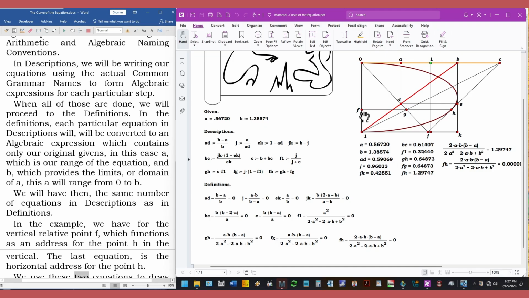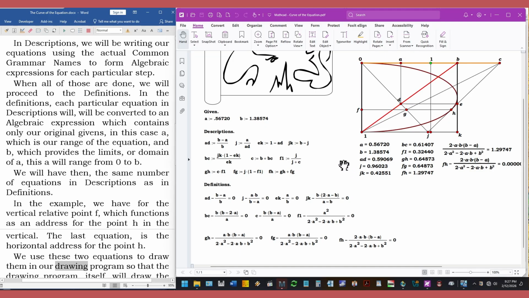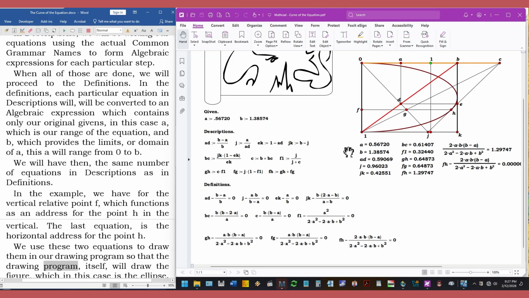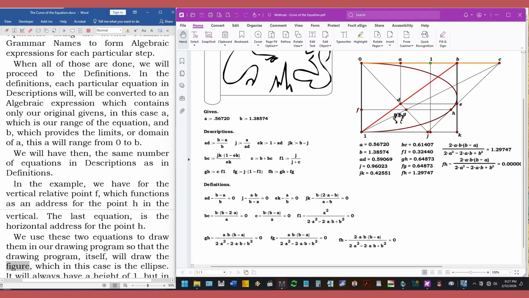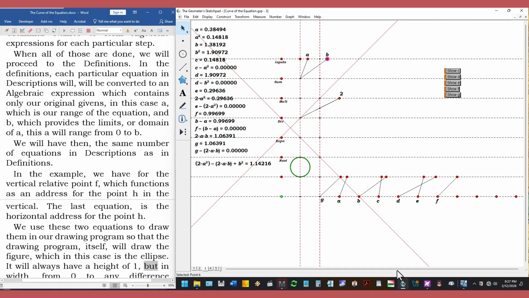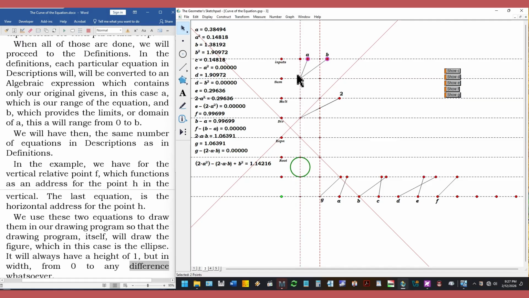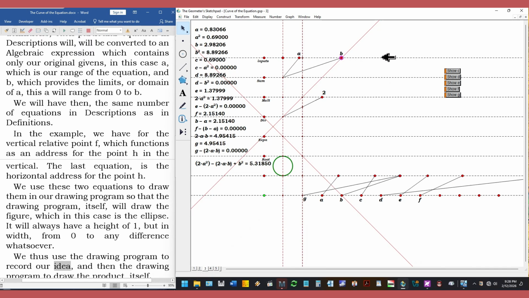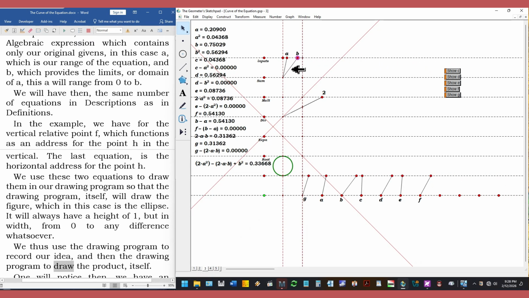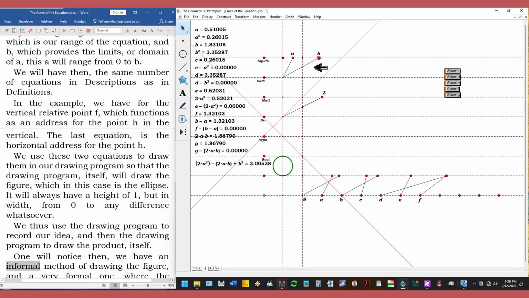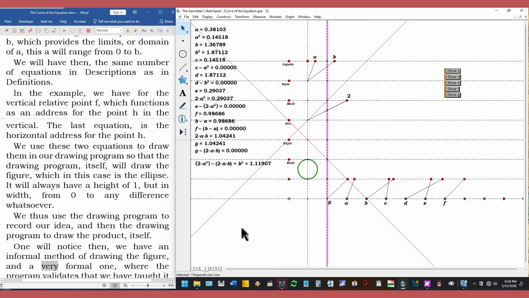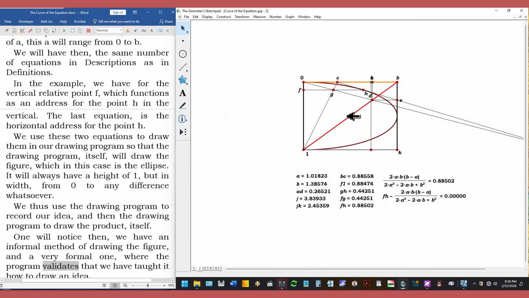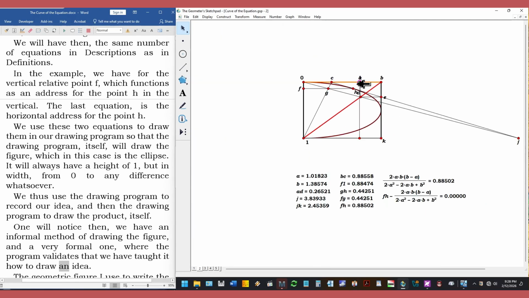We use these two equations to draw them in our drawing program so that the drawing program itself will draw the figure, which in this case is the ellipse. It will always have a height of 1, but in width, from 0 to any difference whatsoever. We thus use the drawing program to record our idea, and then the drawing program to draw the product itself. One will notice then, we have an informal method of drawing the figure, and a very formal one, where the program validates that we have taught it how to draw an idea.